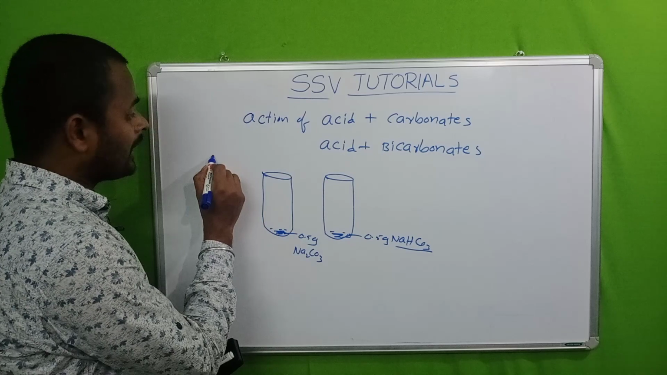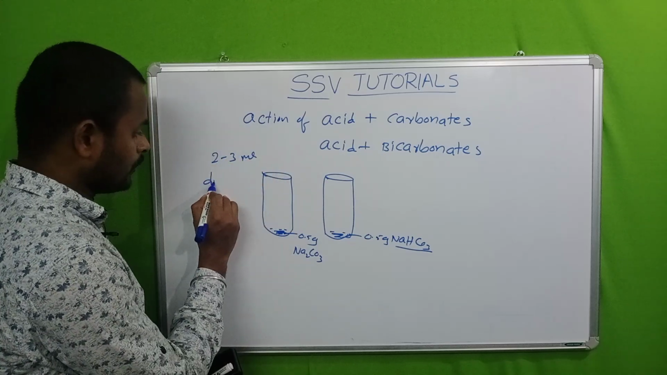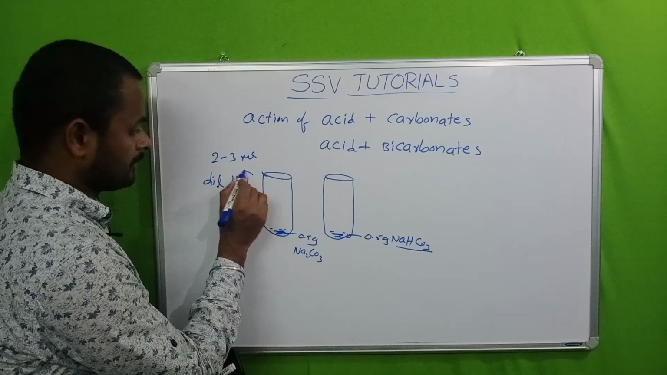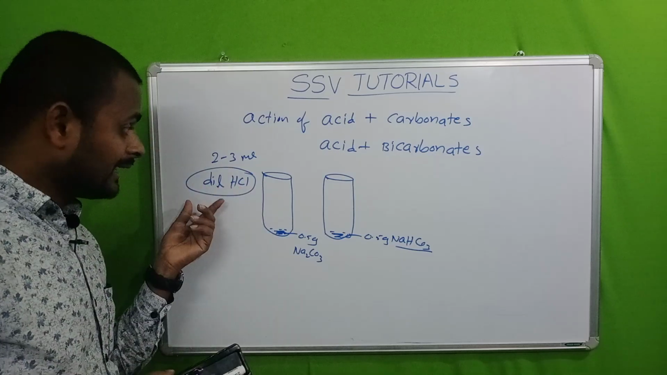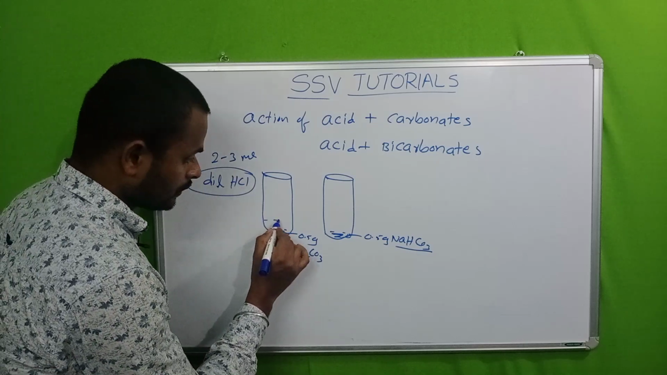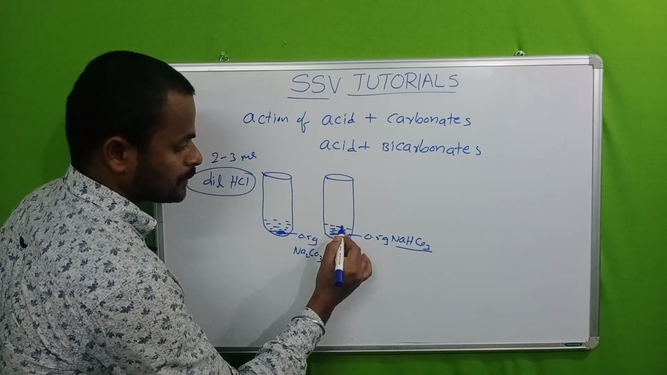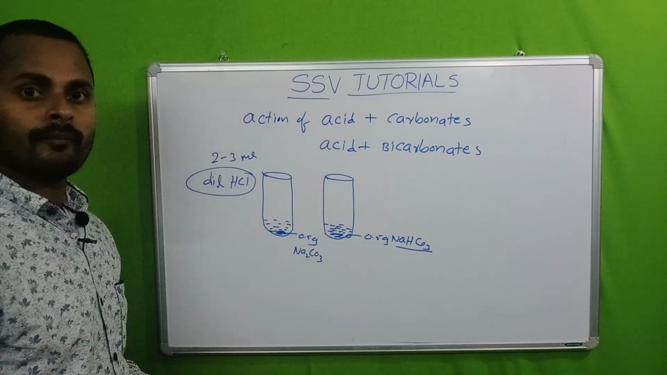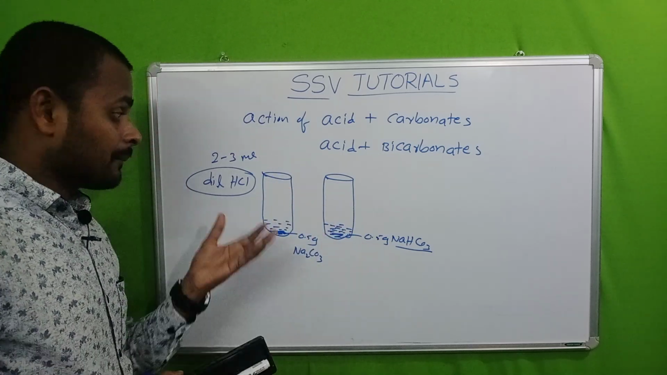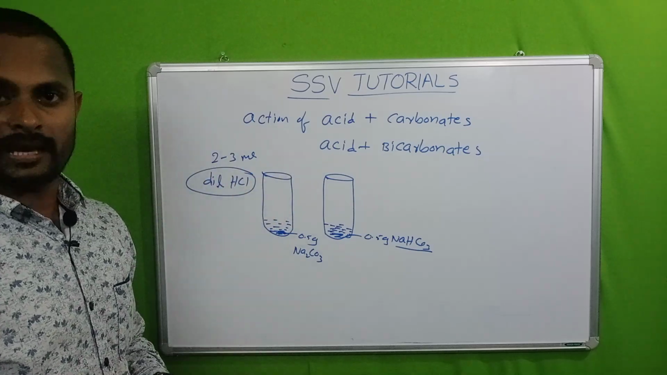Now add 2 to 3 ml of dilute HCl to both test tubes. Now observe, some gas is being released from that. Then what is that gas?